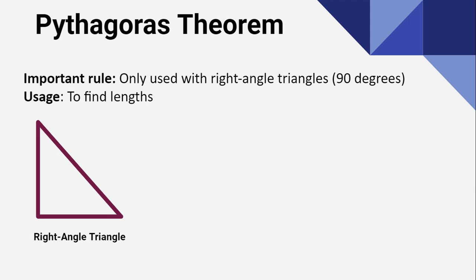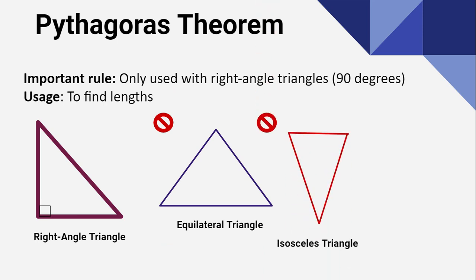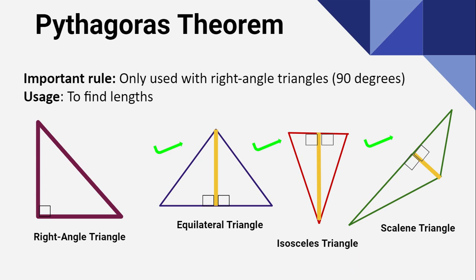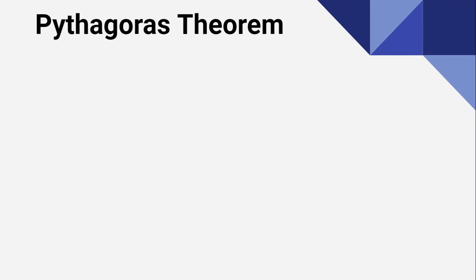And whenever you're dealing with questions related to right angle triangles, you'll see a little box up there. This box is an indication that it's a 90-degree triangle. You cannot use the Pythagoras theorem on an equilateral triangle or an isosceles triangle or a scalene triangle unless and until you break them into half, turn them into right angle triangles, and that's when you can use the Pythagoras theorem on them. Now, the main thing is, what is the Pythagoras theorem formula?